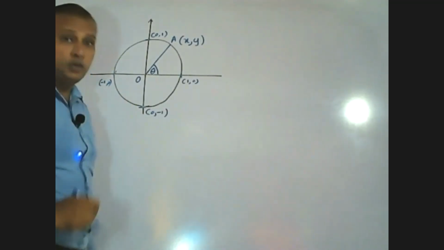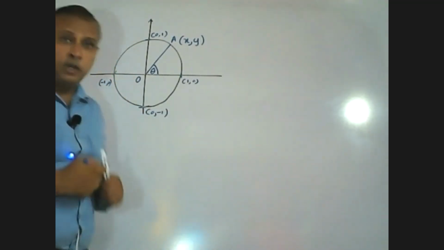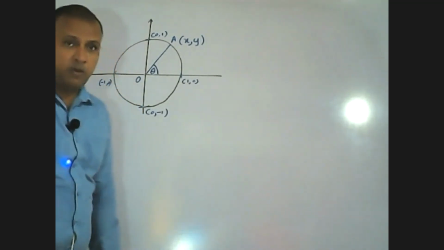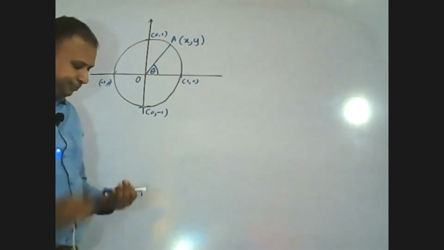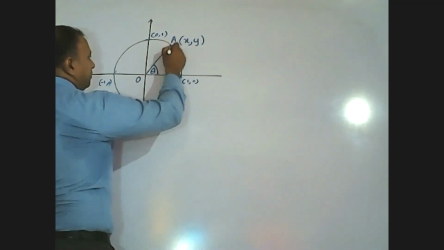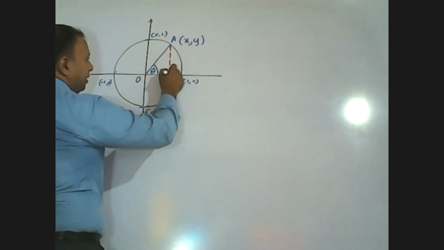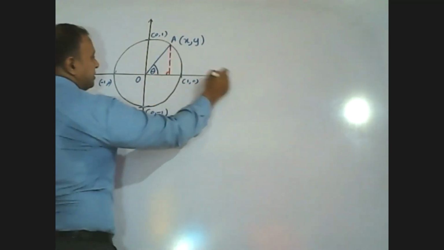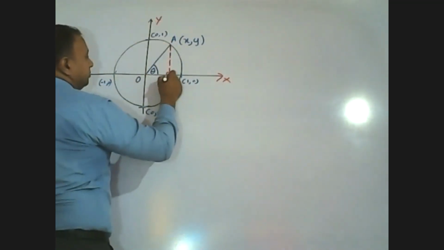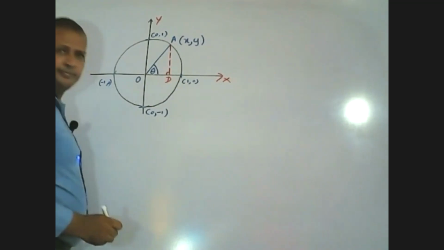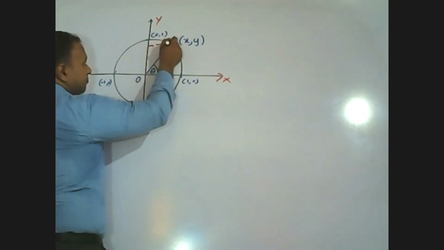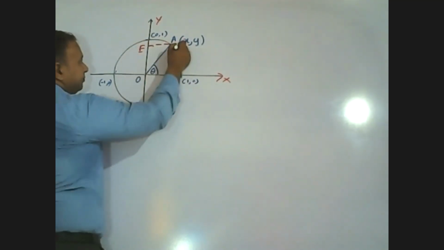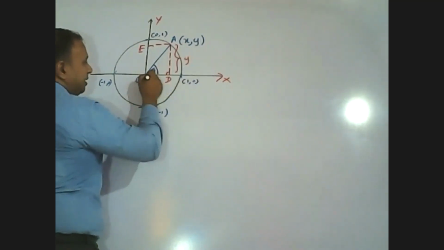Okay. You can use your previous drawing. Now I am going to define cos theta. Look at this. I have to draw a perpendicular projection from A to the x-axis. This is D, no? And this is C. So this length is Y and this length is X.